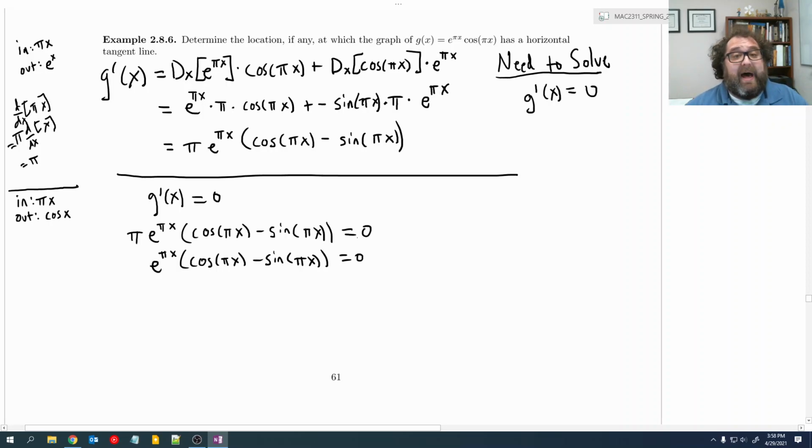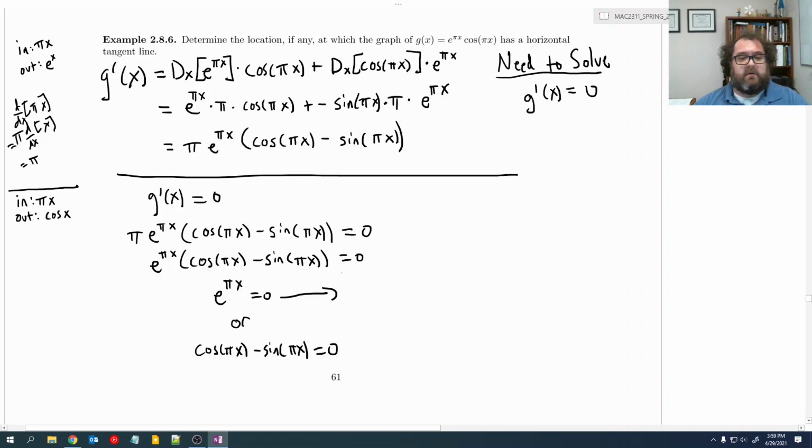But now we just have two variable factors equal to 0. We can set them individually equal to 0. And so we get either e to the pi x equals 0, or cosine pi x minus sine pi x equals 0. So we'll have horizontal tangent lines at the solutions to those two equations. Now, first one, let's tackle it.